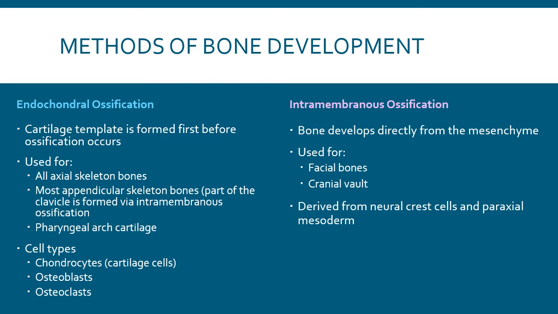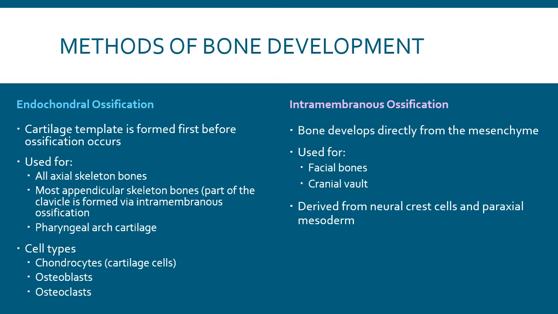Now, endochondral ossification is what we use for axial skeleton bones. Remember, the axial skeleton is your spine, your sternum, or breastbone, and your ribs. Almost all of the appendicular skeleton, except for a portion of the clavicle, also develops via endochondral ossification. Interestingly, the pharyngeal arch cartilage is laid down in the same way, and if you remember, the pharyngeal arches are critical to the formation of the face and the neck. We will come back to them in the last week of class.